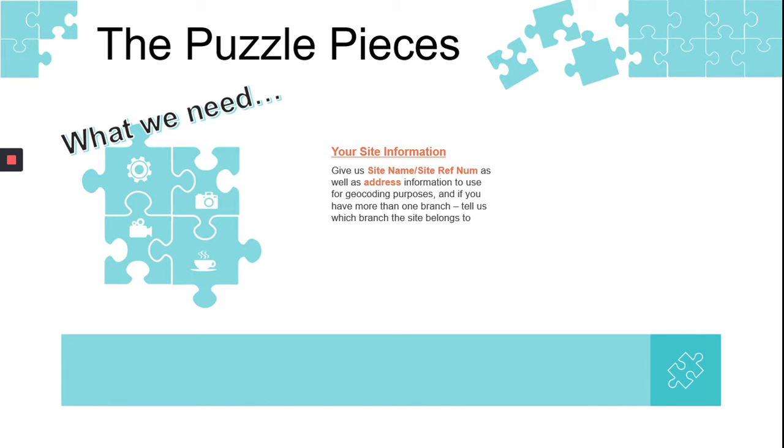So what do we need to get everything going? Well, first things we need our site name, site reference number, as well as an address which automatically gets geocoded. We also, if there's more than one branch, need to know which branch the site belongs to. From a worker point of view, we need the worker's name and the reference number, which normally is a payroll number, and their mobile phone. So we'll need that mobile phone number so we can invite them to use the app.